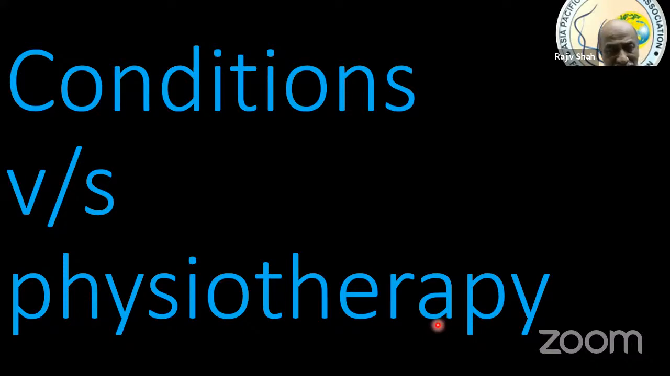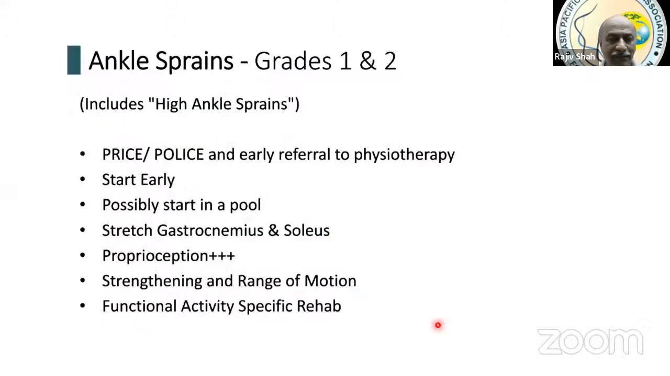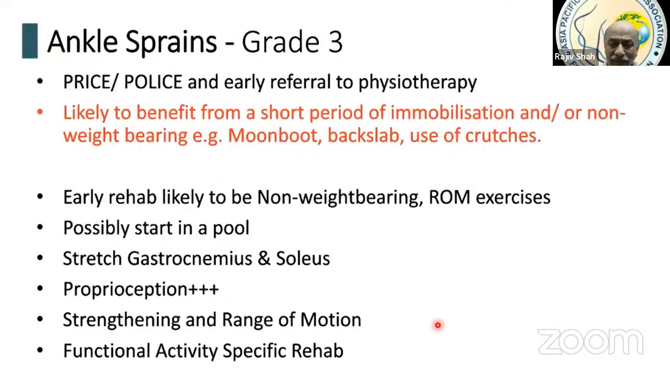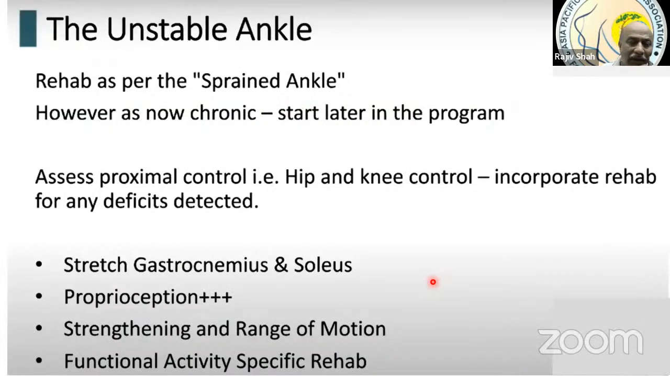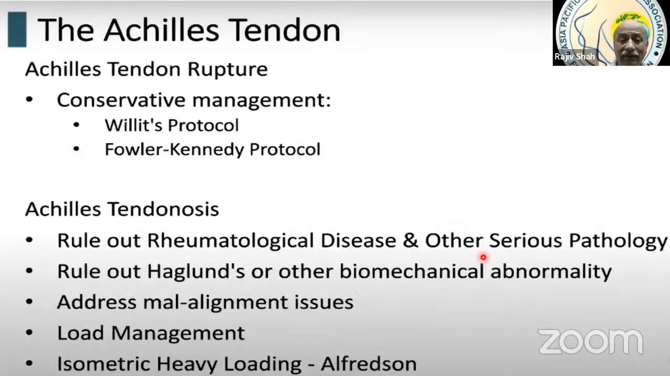Now, conditions versus physiotherapy which you prescribe. Ankle sprain, I already mentioned it. Ankle sprain for a grade 3, again the same, but you have to work very hard on proprioception. That is very, very important. Unstable ankle, you need to stretch gastrosoleus. You need to train patients for proprioception, which plays a very important role. And then strengthening, range of motion, and activity-specific rehabilitation or activities of daily living.